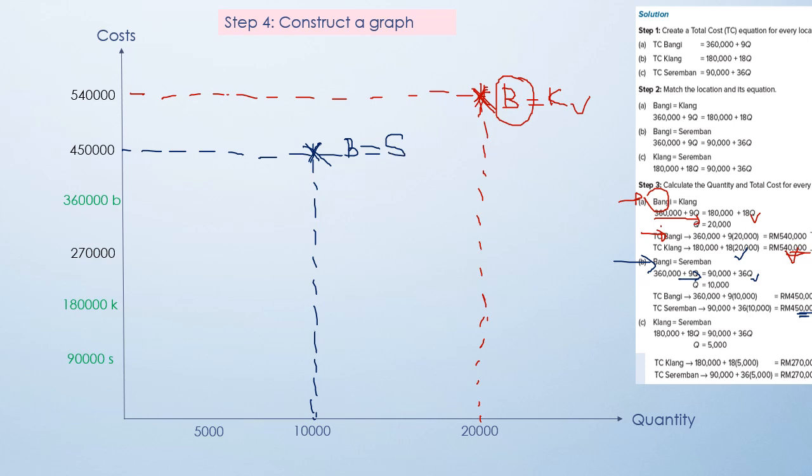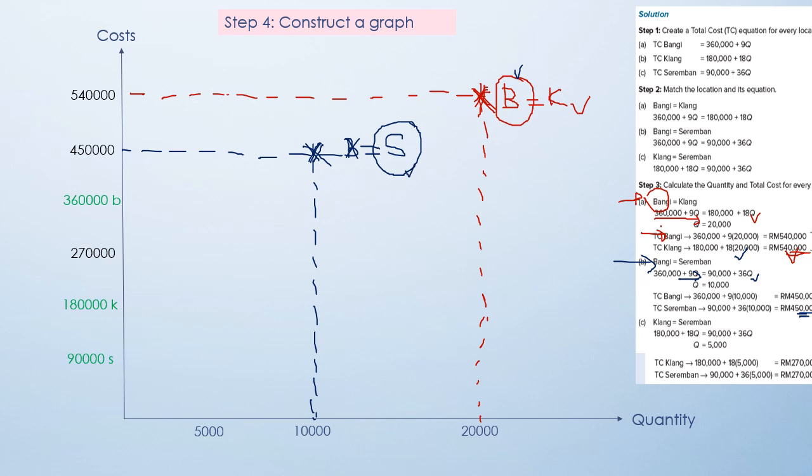So again, as the first intercept just now, we need to choose one location so that we know how to draw the graph later on. Bangi has been selected in the first intercept, so Bangi is not available anymore. Bangi dah tak boleh dipilih lagi dah. So we have only Seremban available. So the second intercept here belongs to Seremban.